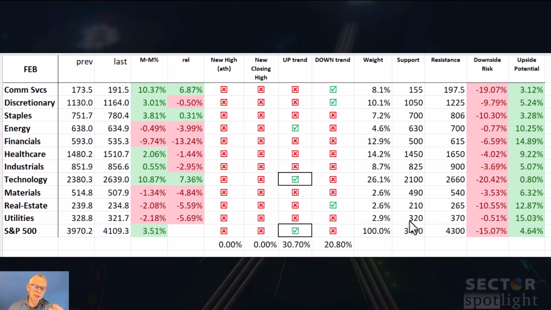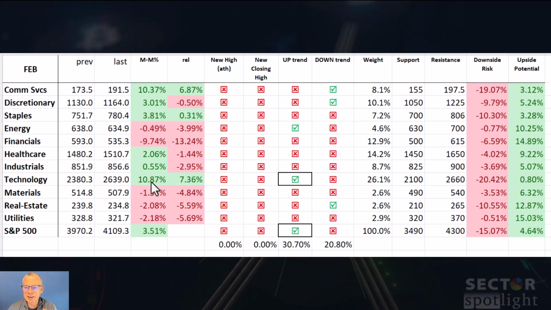So that means that during the month of March, there were some nice moves, but nothing really breaking out of major support and resistance levels. So if we go over the month-to-month results, then we can see that communication services was the strongest together with technology.